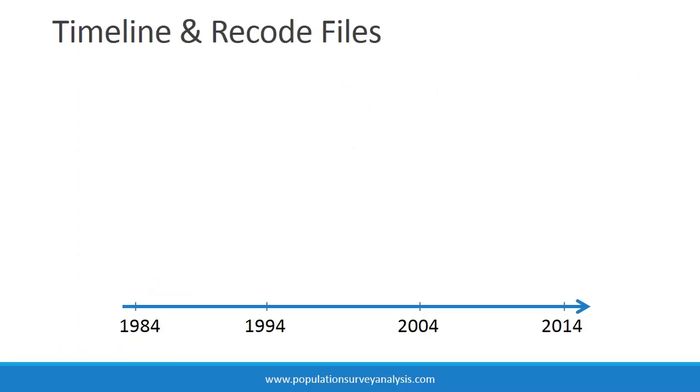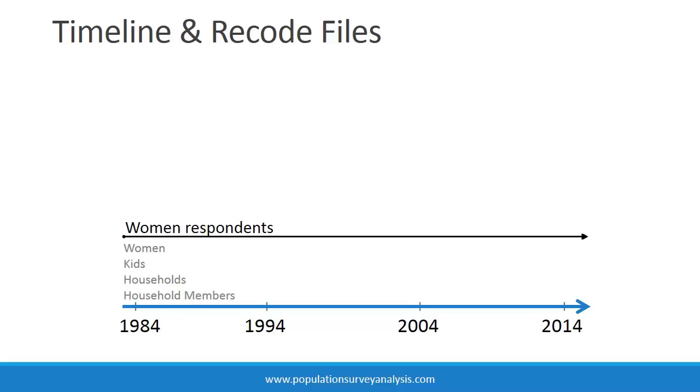Over 300 surveys in 90 countries have been conducted since 1984 when USAID launched the Measure DHS project. Initial surveys only included women respondents. From these interviews, 4 data files were created for each survey: women, kids, households, and household members. You will notice that the data are duplicated across these 4 files. For example, the kids recode file includes mother and household data.